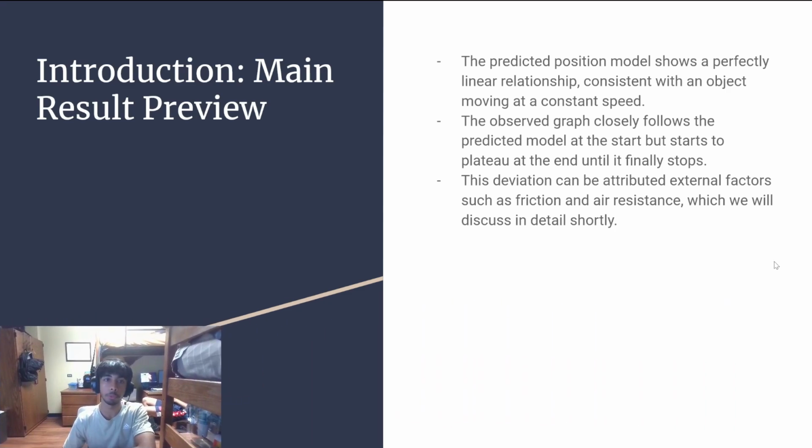And here's a preview of our main results. The predicted position model shows a perfectly linear relationship consistent with an object moving at a constant speed. The observed graph closely follows the predicted model at the start, but starts to plateau at the end until it finally stops. This deviation can be attributed to external factors such as friction and air resistance, which we will discuss in detail at the end.